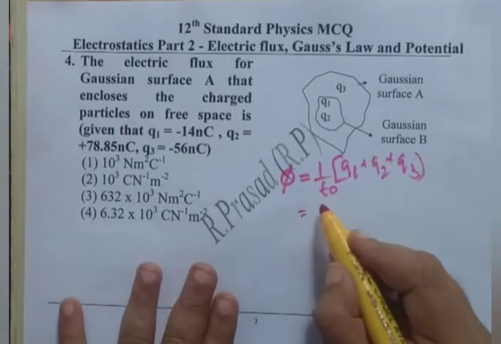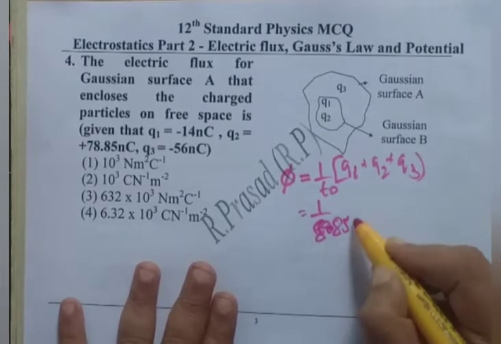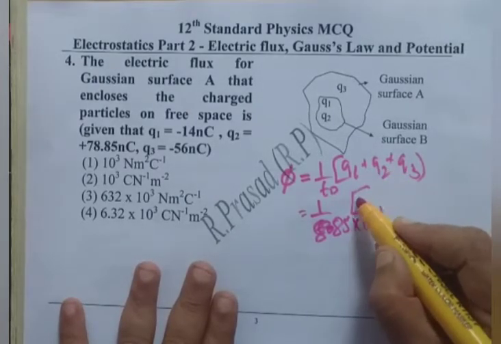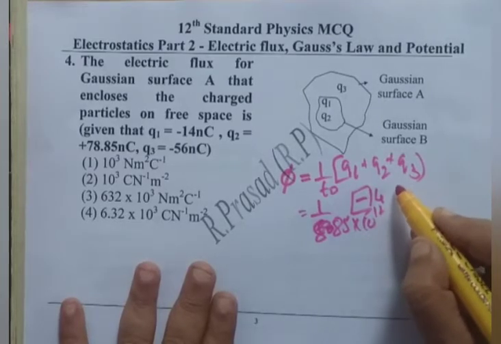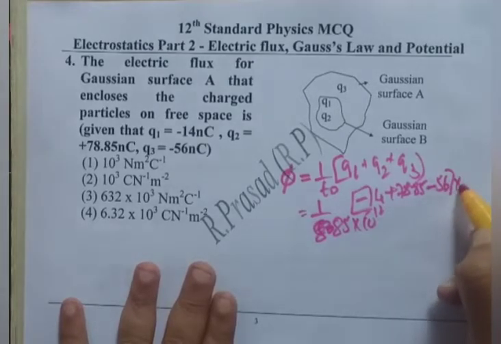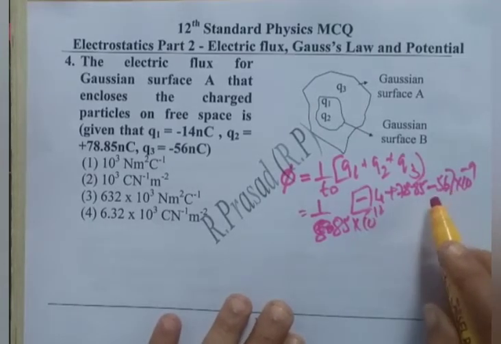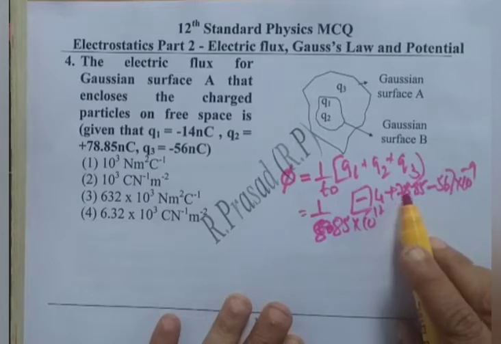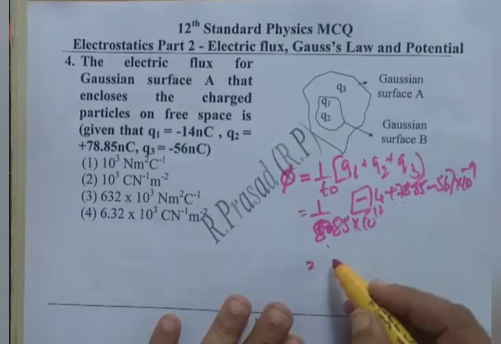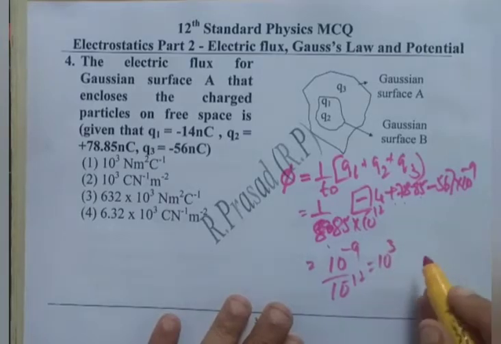We substitute everything, 1 by epsilon naught, where epsilon naught is 8.85 × 10^-12. Q1, say minus 14, I take nanocoulomb outside, plus 78.85 minus 56, into 10^-9. Observe now, minus 14 minus 56 is minus 70, plus 78.85, so we are left with 8.85. 8.85 cancels. What we are left with is 10^-9 by 10^-12, which amounts to 10^3.